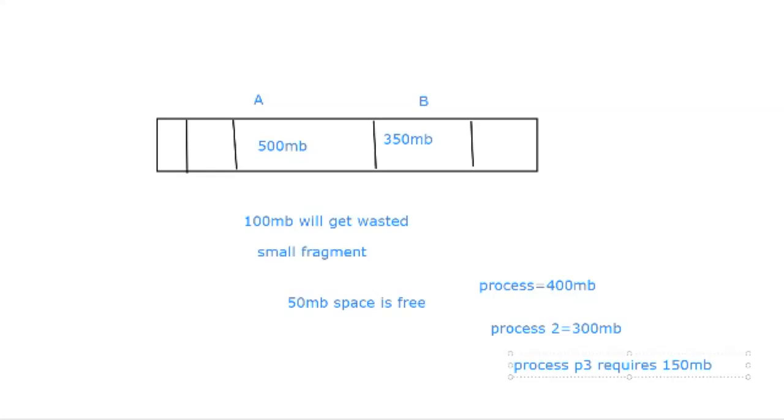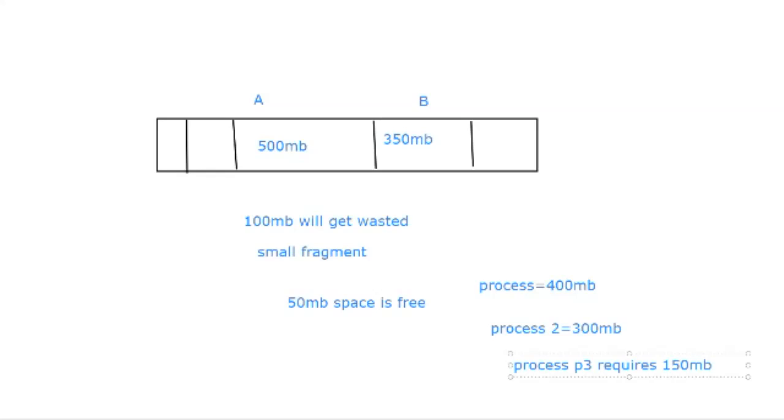But ma'am, if that P3 process is of 80 MB, then can I allocate it to block A? I was asking that. Right now P3 process is of 150 MB, so we cannot allocate it to any of the blocks. But my question is, if the P3 process is of 80 MB, can I then allocate it to block A? Yes, of course, you can allocate it.